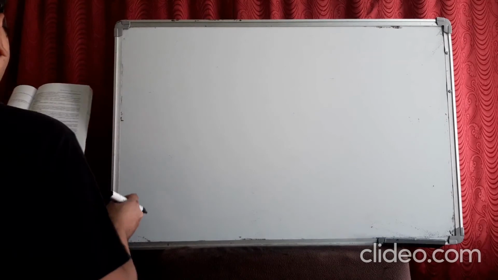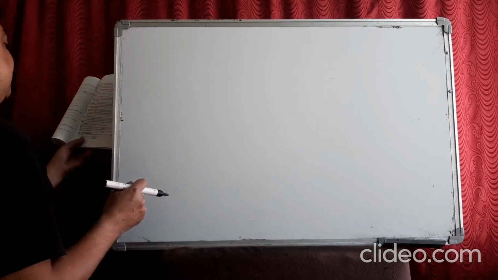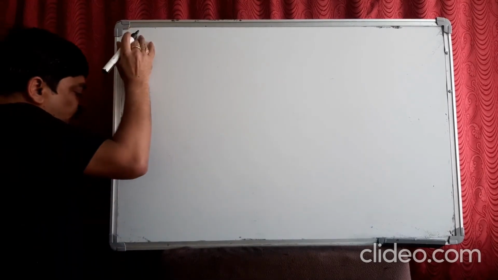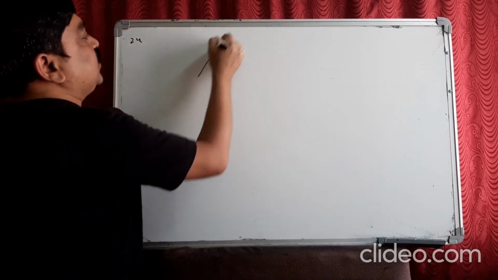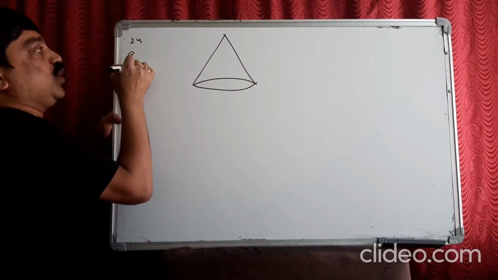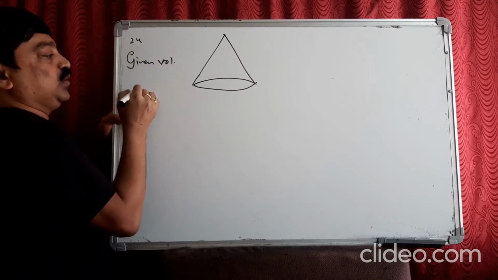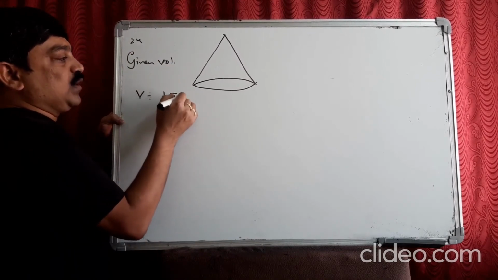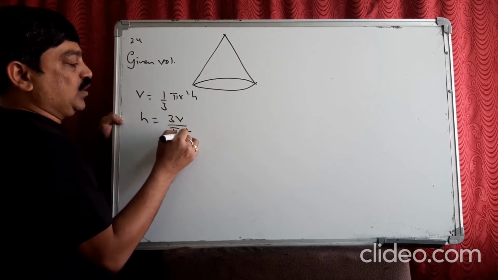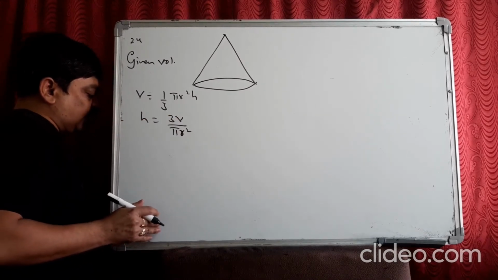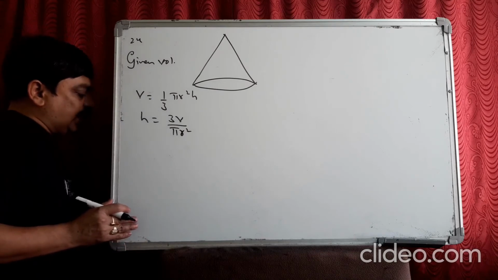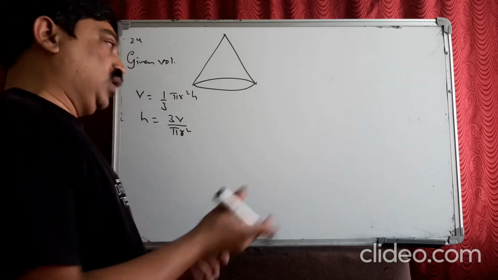See the 24th problem: the right circular cone of least curved surface area and given volume. It's about a cone. Volume of the cone V is 1 by 3 pi r square h, so h will be 3V by pi r square. We are told that it is the least curved surface area, and you are asked to prove that the altitude is equal to root 2 times the radius of the base. Okay, we see.